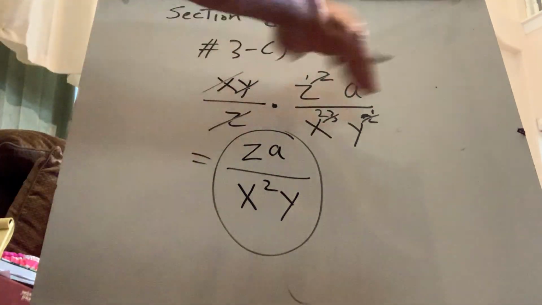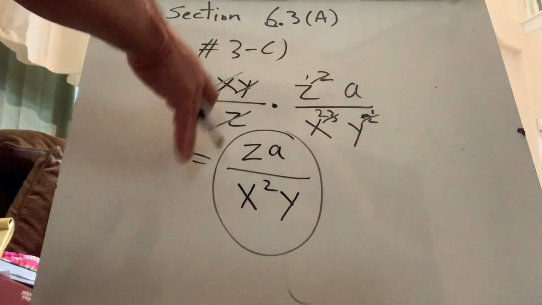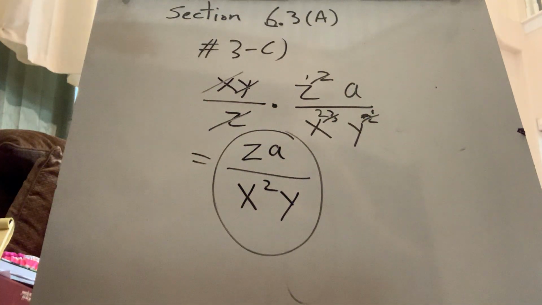So again, it's all about manipulating common factors, canceling them out crossway, or top and bottom of the same fraction. Okay, so I'm going to go ahead and stop this one, and then I'll start another one on the next problem.